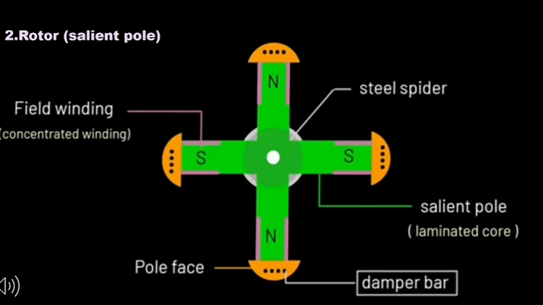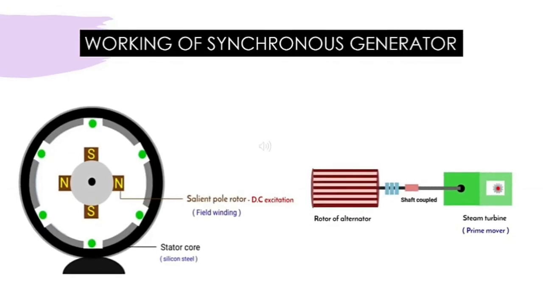Concentrated type winding is used in salient pole rotor because it has non-uniform gap. We provide lamination in rotor core to reduce eddy current loss and it is made up of high permeability material. Damper bars are provided at the pole face of salient pole rotor that damp the oscillations due to non-uniform gap.